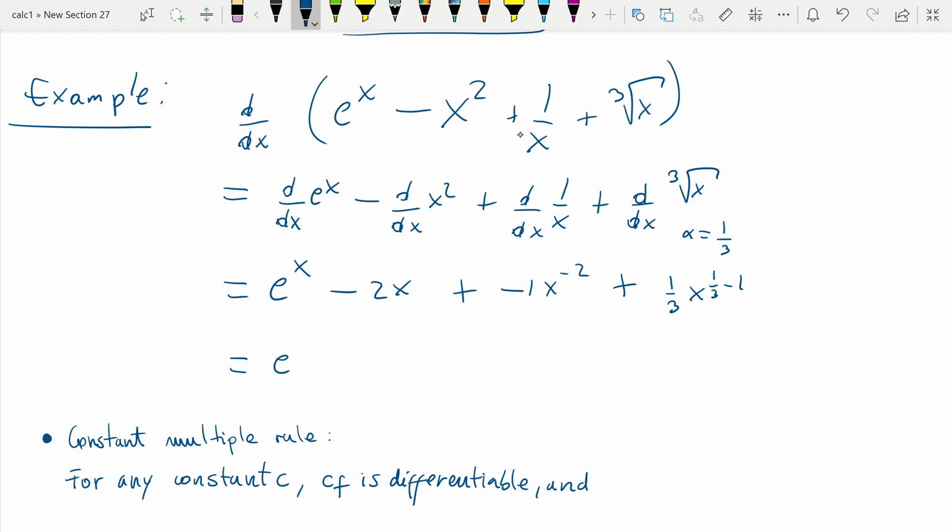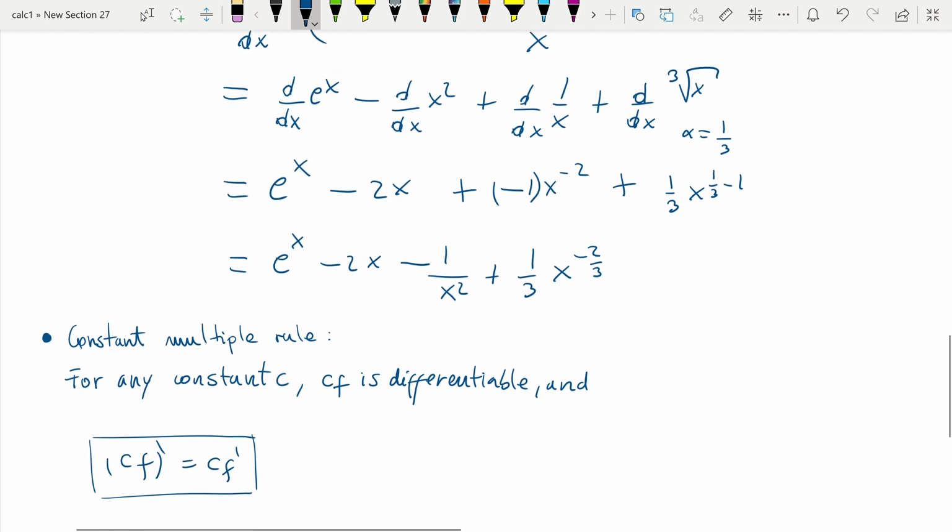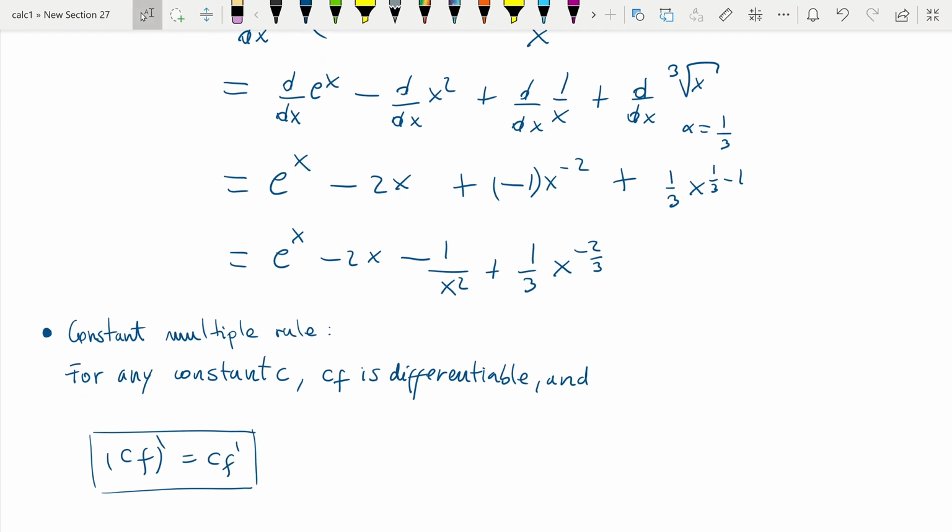And this is equal to e to the x minus 2x minus, you have a plus and minus here, minus 1 over x squared plus 1 over 3 x to the 1/3 minus 1, which is just x to the minus 2/3. I mean, you can simplify this expression further, but this is going to be enough for me, at least when I'm grading the exam.